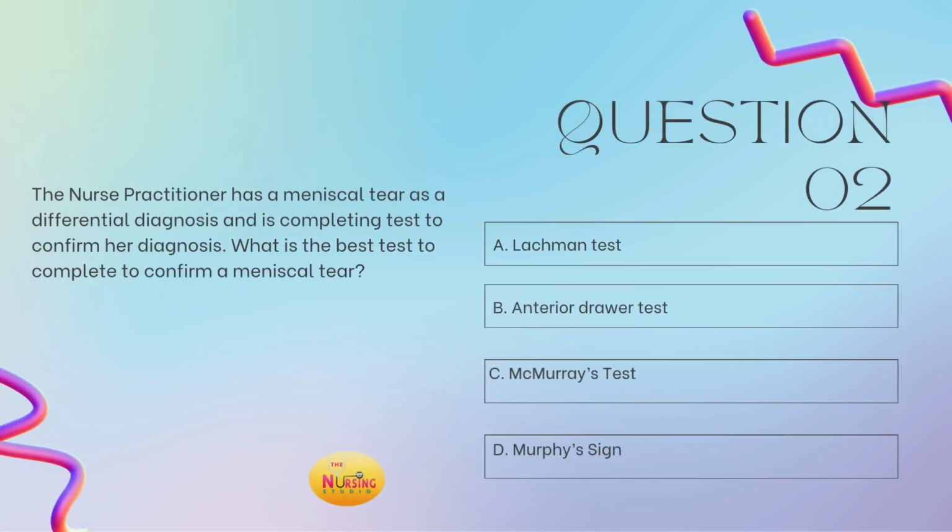All right, question number two. The nurse practitioner has a meniscal tear as a differential diagnosis and is completing tests to confirm her diagnosis. What is the best test to complete to confirm a meniscal tear? Is it A, the Lachman test, B, the anterior drawer test, C, McMurray's test, or D, Murphy's sign? Take a moment and tell me what you got in the comments, you guys.